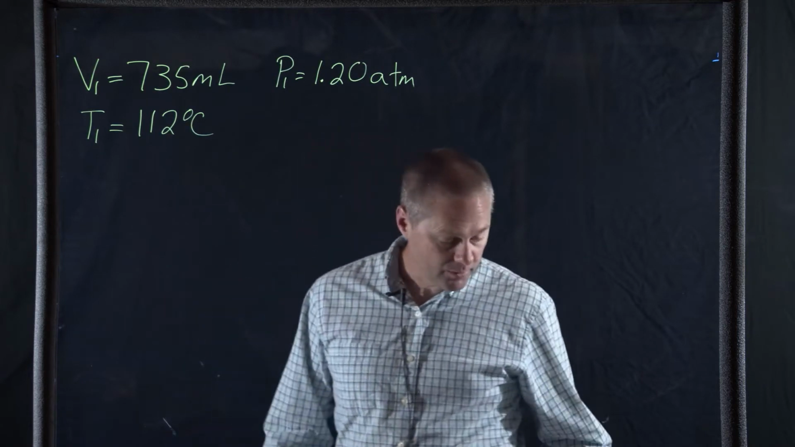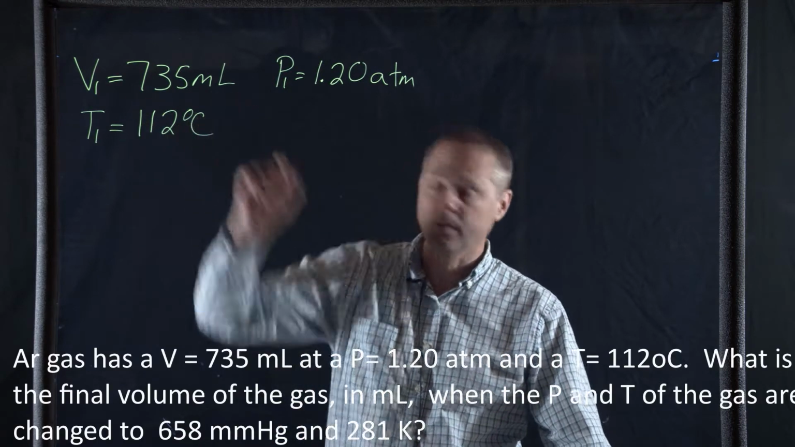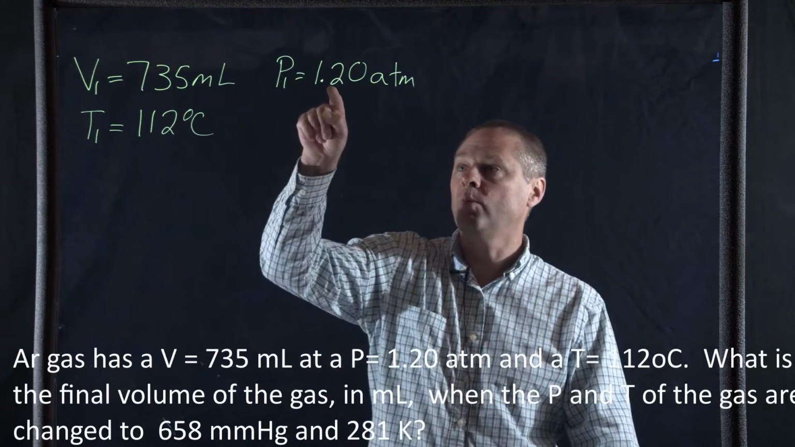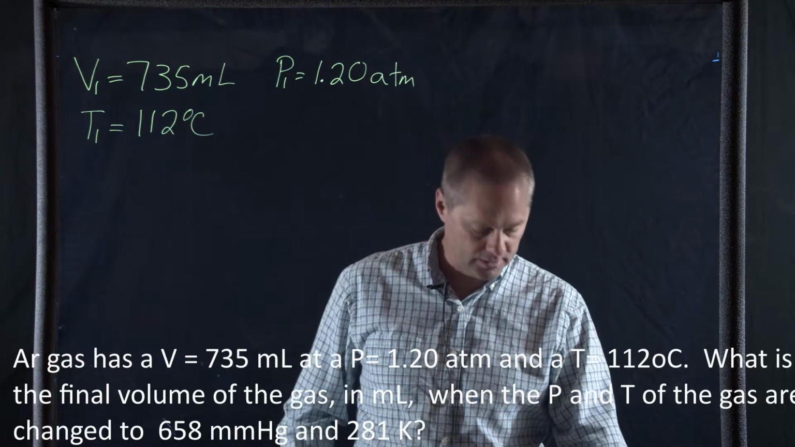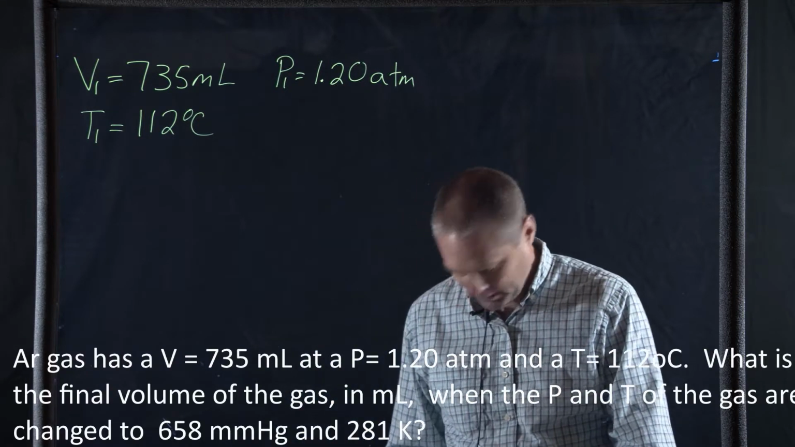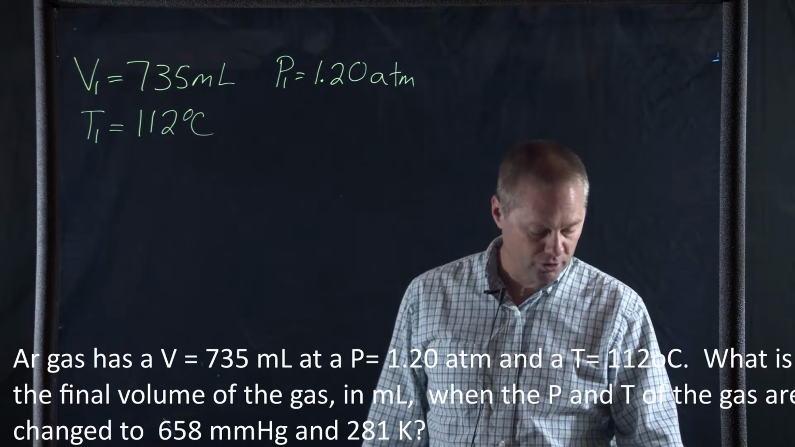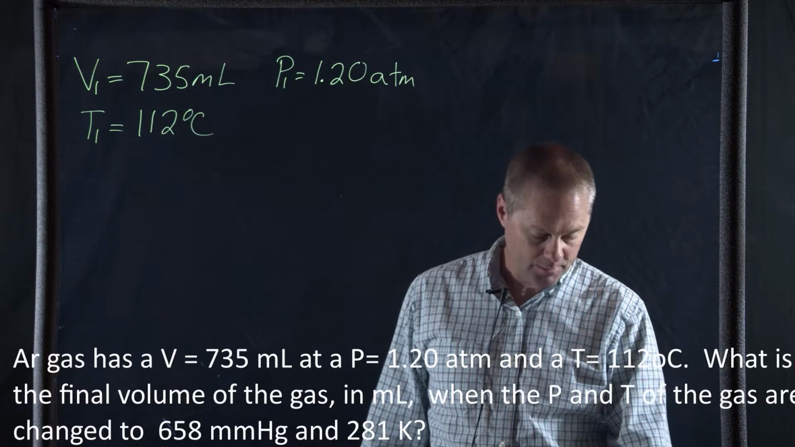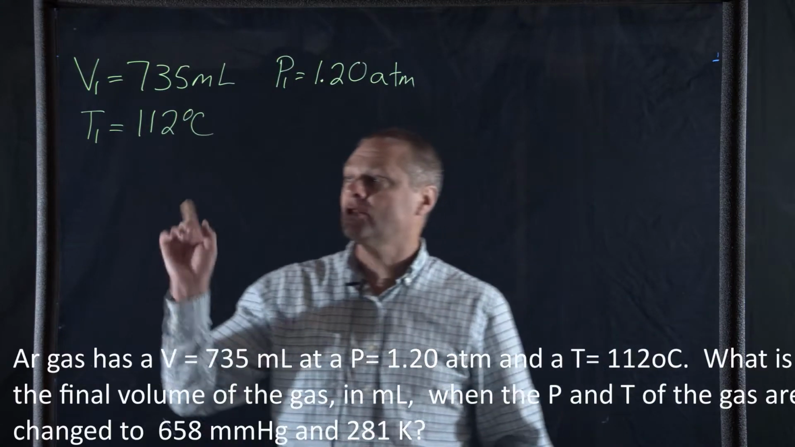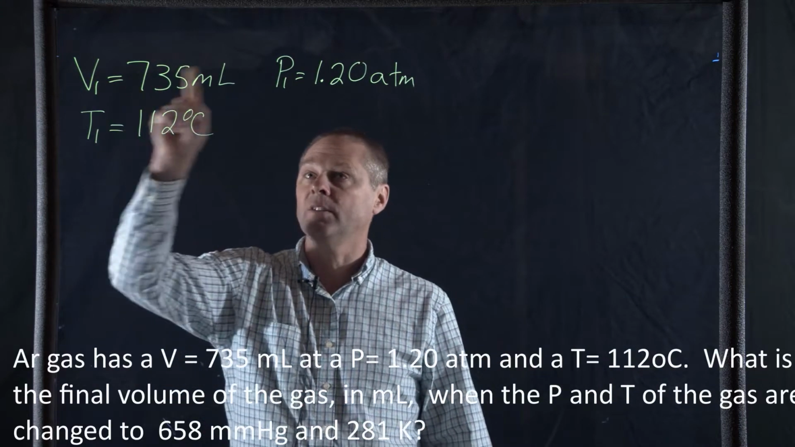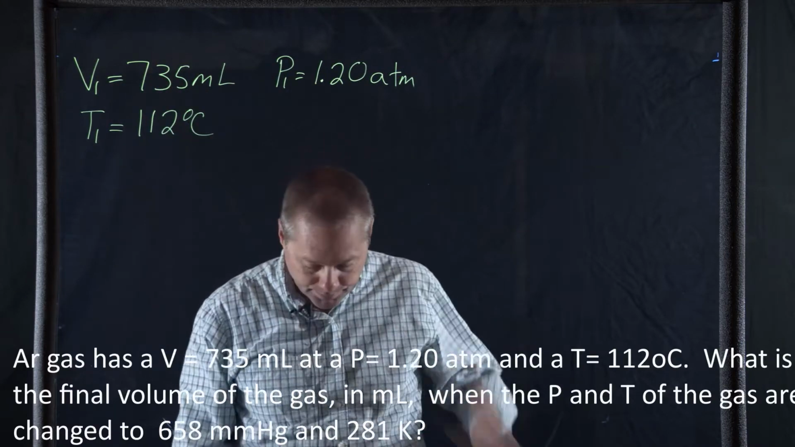All right. Now the first question states a sample of argon gas has a volume of 735 milliliters, a pressure of 1.20 atmospheres, and a temperature of 112 degrees Celsius. All right. What is the final volume of the gas in milliliters when the pressure and temperature of the gas sample are changed to the following if the amount of gas does not change? So what we're going to be doing is changing the pressure and the temperature and seeing what happens to the volume of that argon gas.